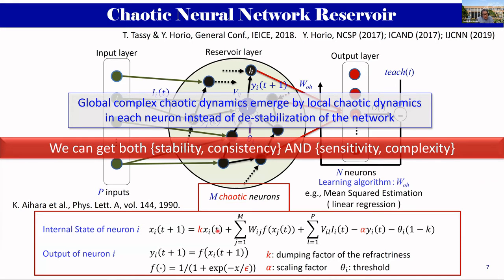The key point is, for example, the key parameters K, alpha and epsilon. Those are key parameters for chaotic behavior. But if, for example, we set K equals 0, then this equation reduces to the ordinary neural model used, for example, in the DNN.